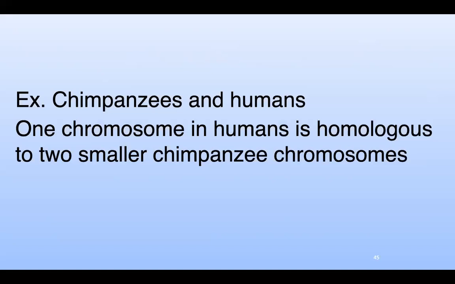For example, chimpanzees and humans. Chimpanzees are our closest living relative. I think the DNA of a chimpanzee and a human is around 98% identical. Identical means exactly the same. So if you think about a chimpanzee and how different we are, that is only 2% difference in our DNA. That's how closely related we are. One chromosome in humans is actually homologous to two smaller chimpanzee chromosomes.